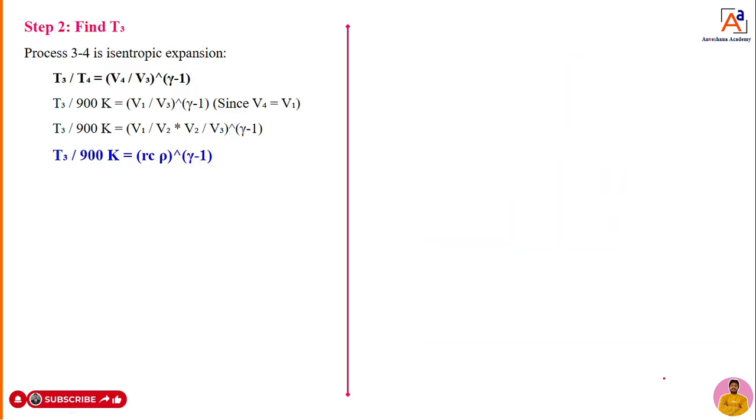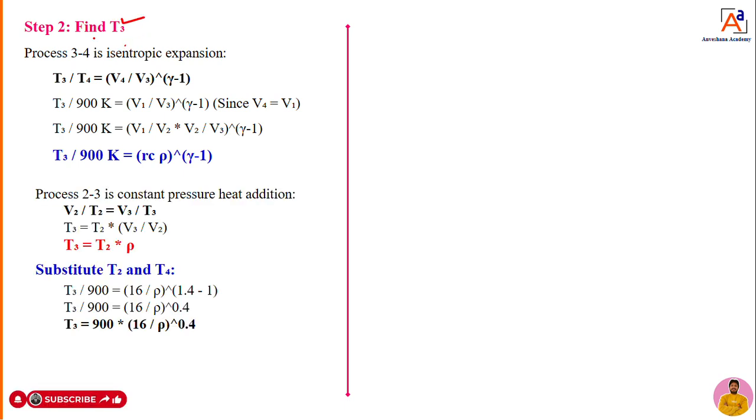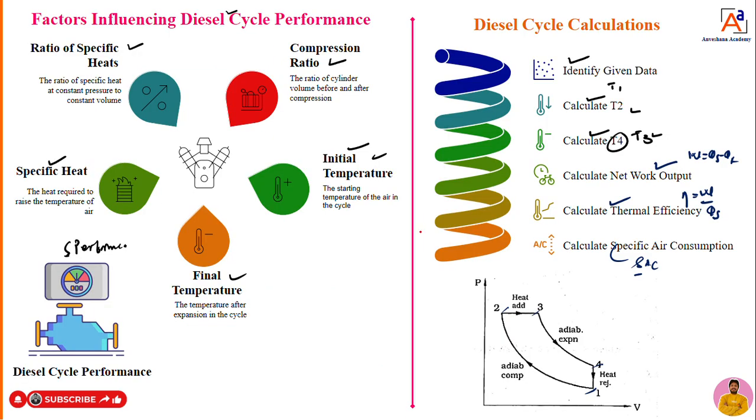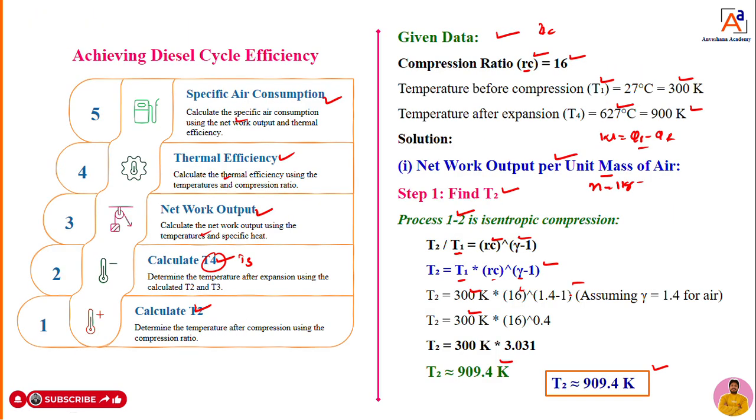Now, one more temperature I need to calculate, that is T3. How to calculate T3? Where can I get that value? Just a minute. At process 2 to 3, I can get the value, T2 I have already calculated. With the help of this process 2 to 3, I can calculate the value of T3.